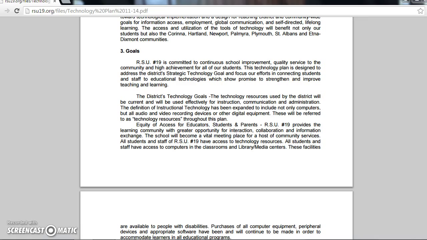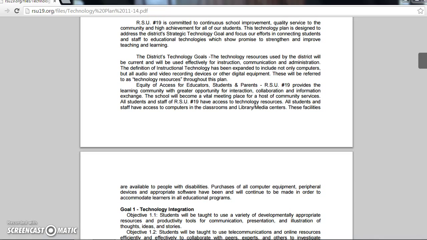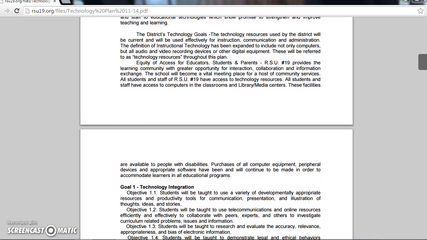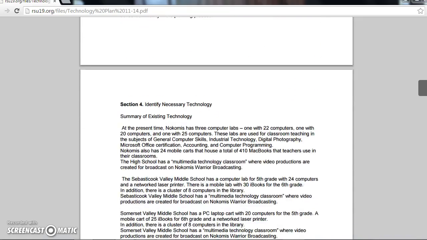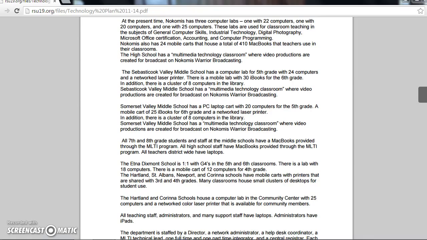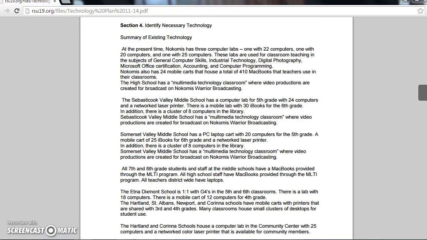The Sebastopol Valley Middle School has a 5th grade lab with 24 computers and a networked laser printer. That is down in this part of the plan. There's a mobile lab with 30 iBooks for the 6th grade. In addition, there is a cluster of 8 computers in the library.